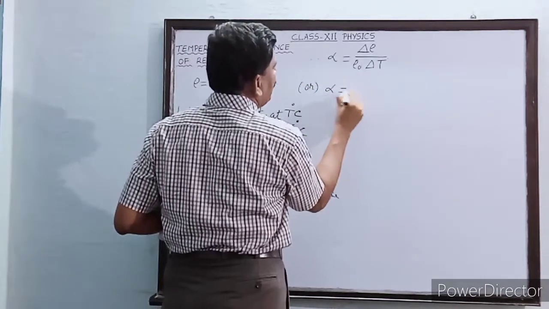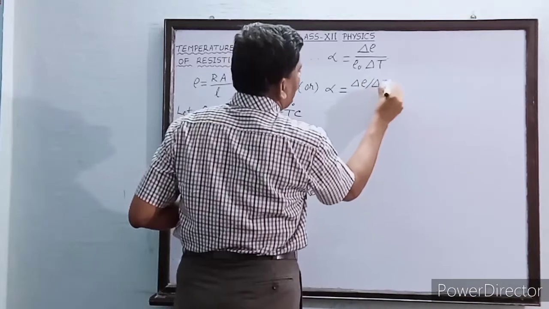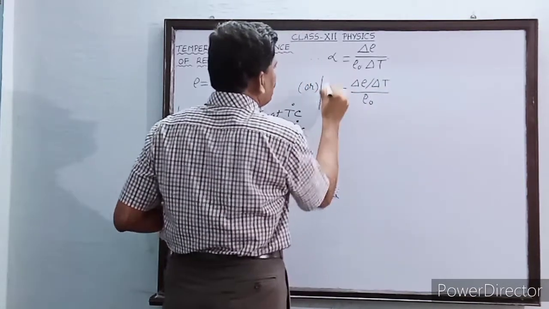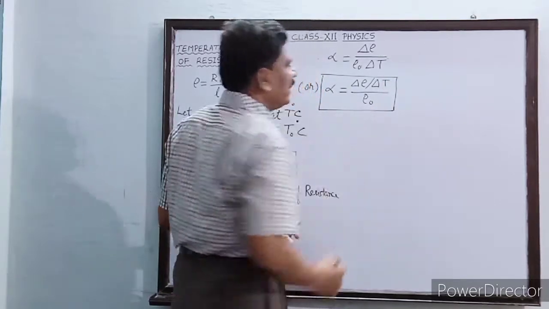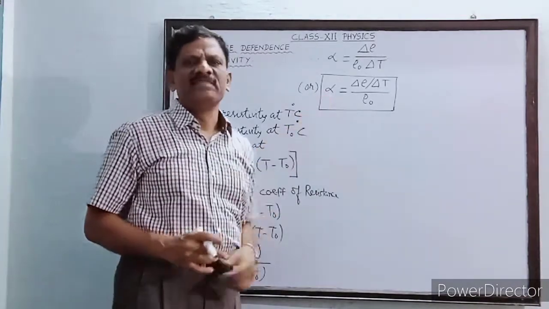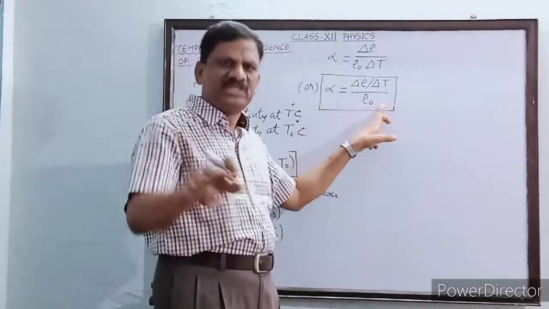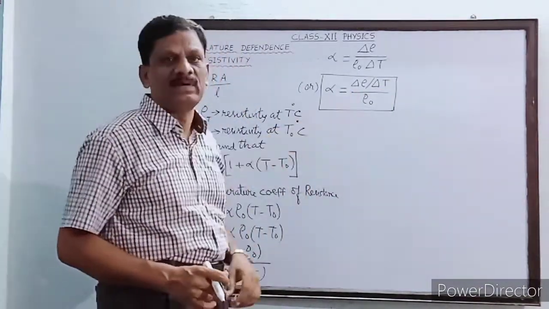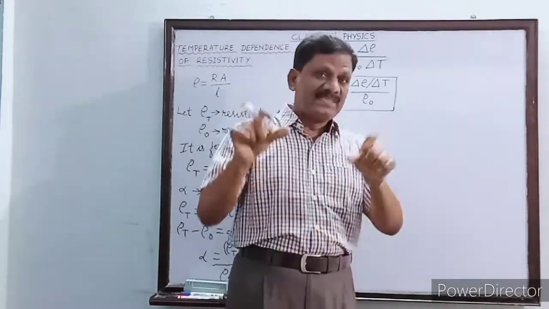Or alpha is equal to delta rho divided by delta t, whole divided by rho naught. So this is one of the equations for expressing the value of alpha, that is, the temperature coefficient of resistance, expressed as a ratio. And in that ratio, the numerator is once again a ratio, is it not? The numerator alone is delta rho by delta t.